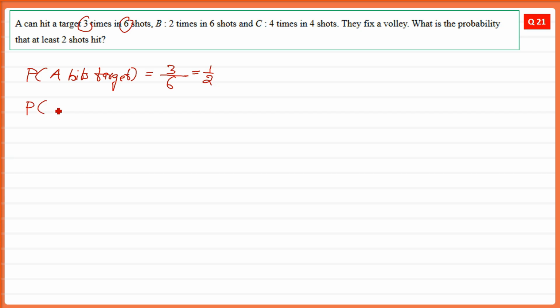The probability of B hitting the target. So when B hits the target, what does it mean? B hits the target means 2 times in 6 shots. 2 are the favorable cases, 6 are the in all cases, total cases. So 2 by 6. This becomes 1 by 3.